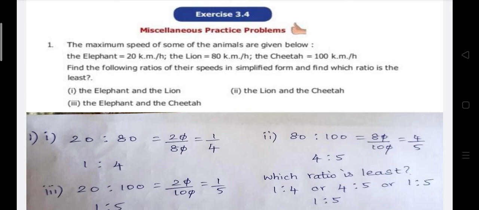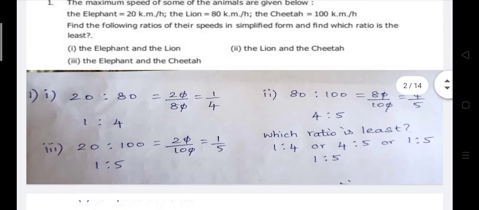First one, the elephant and the lion. First we have to find out elephant and the lion ratio. Ratio means comparing two quantities which are in the same unit. Elephant and lion speeds are given, that is 20:80. The 20:80 can be written as 20/80 in the fraction form. You can cancel out the 0 and you will get 1/4. That is 1:4 is the simplified form of 20:80. This we are expressing into ratio and then simplifying.